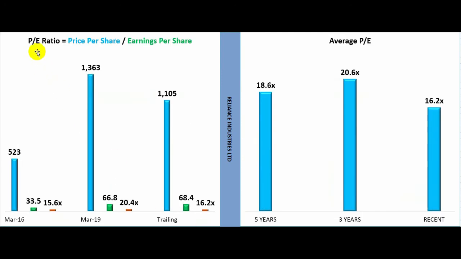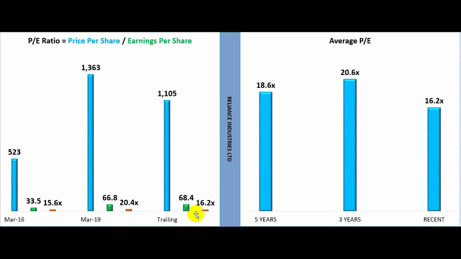Next, we'll look at the price to earnings ratio. This is the price per share divided by the earnings per share. In 16, the multiple was somewhere around 15.6 times. That is, the earnings per share was 33.5 rupees, and we were paying a multiple of 15.6 times to buy each share at 523 rupees. We want to buy when the multiple is below 25 times. That is, we should not pay more than 25 times the earnings or the profit being earned against each share.